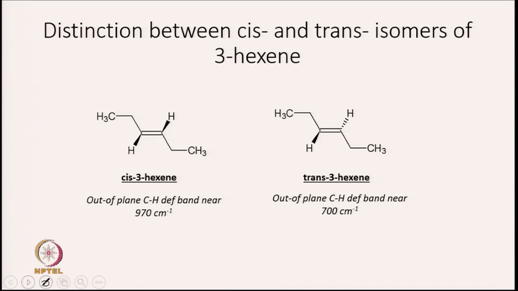One example I have already given, that you can distinguish between two different isomers. Here again there is a case where you have cis and trans isomers of 3-hexene, and that can be distinguished by looking at the fingerprint region. In cis 3-hexene, you will get an out of plane CH deformation band near 970 centimeter inverse, whereas in trans 3-hexene, you will get a CH deformation band near 700 centimeter inverse. So, cis and trans can be distinguished by use of IR spectroscopy.